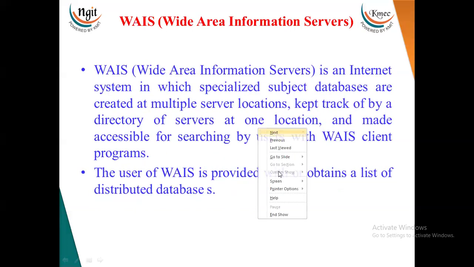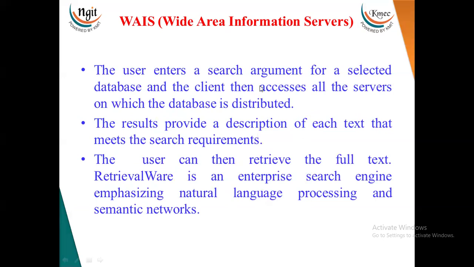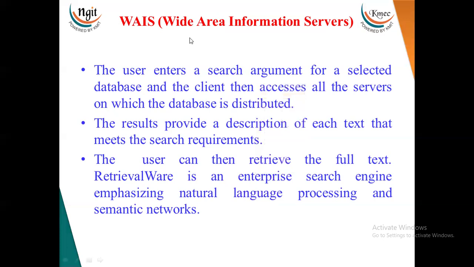WAIS is Wide Area Information System, which can be created with multiple server locations, and it will have the list of distributed databases which are used for the query retrieval system. So the user can enter a search argument. He can also get access to all the servers which are on the distributed systems, and the results will be provided with the description, and it can also give the complete full text. So this wide area information service is like Google servers, which are basically used for information retrieval systems.